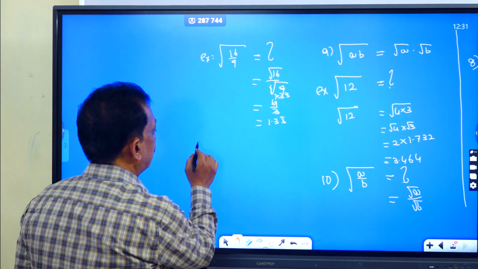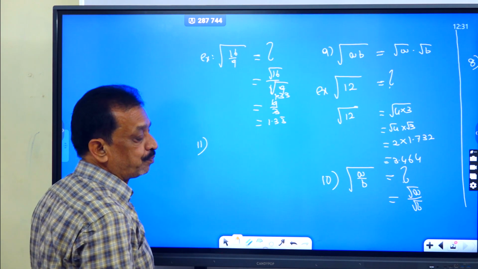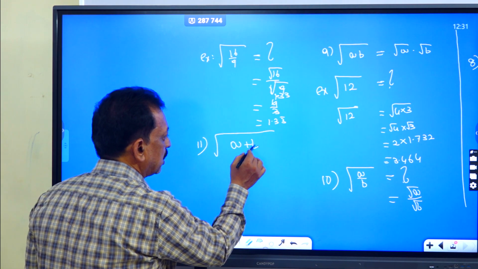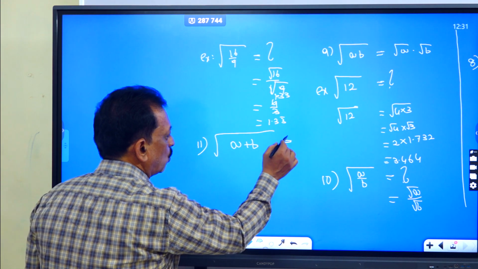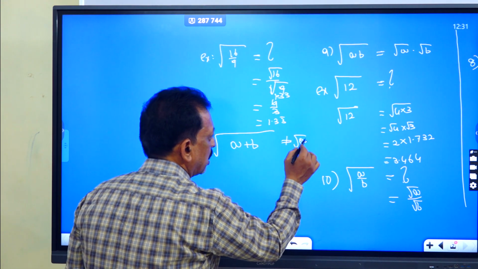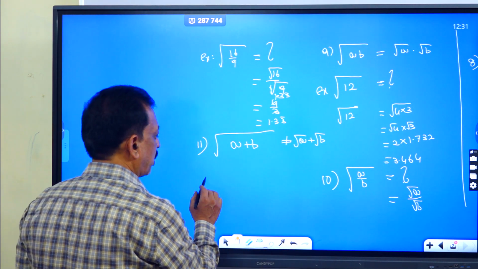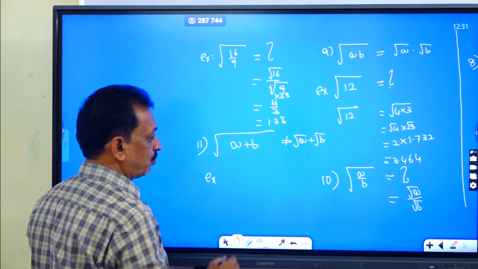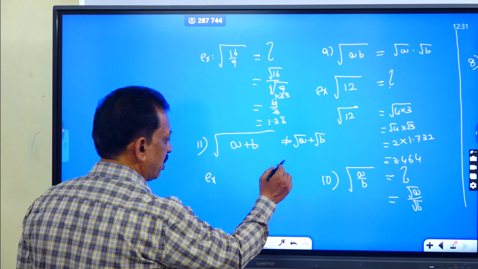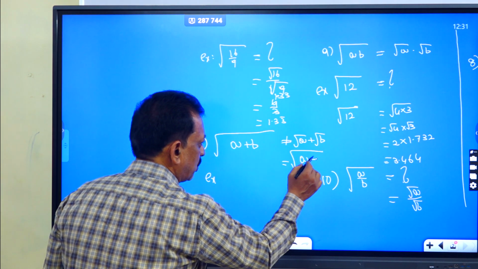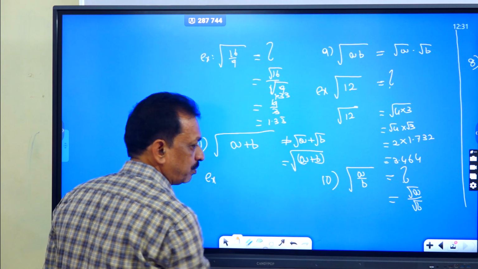Next, the 11th, most important: square root of a plus b is not equal to root a plus root b. If at all it is accepted, that is wrong. So I can prove it. Square root of a plus b is square root of a plus b only. First we add and then take the root value.